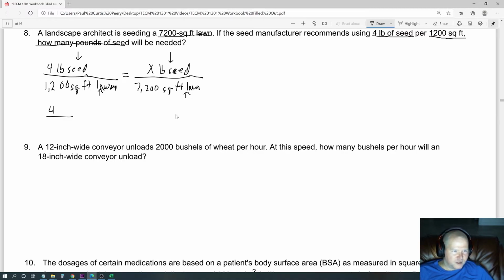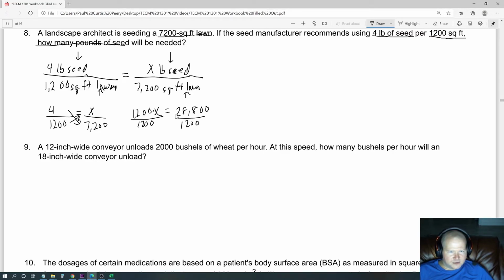Okay, so I'm going to remove those. Don't really need those units anymore right now. You can leave just the units if you want to, but we have 7,200. Now we cross multiply, so we end up with 1,200x, and then 4 times 7,200, and that gives me 28,800. Then we undo the multiplication of x by 1,200 by dividing by 1,200.